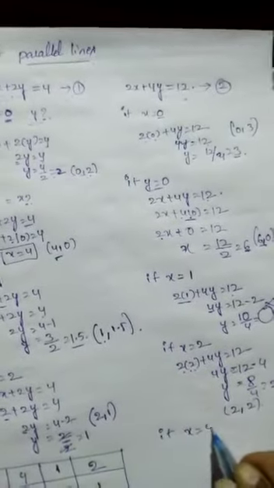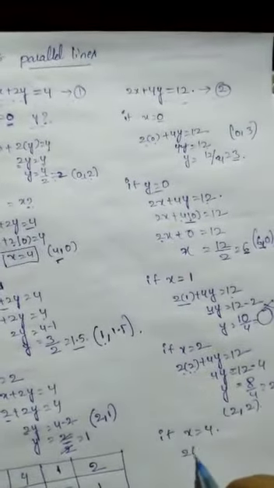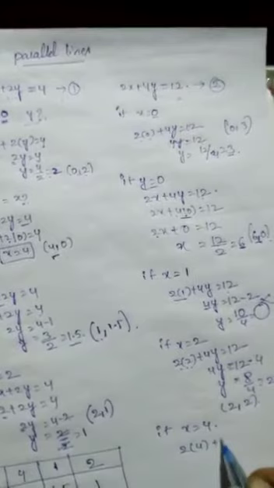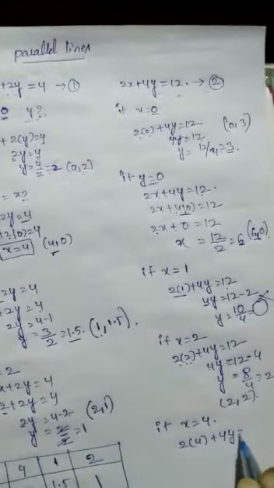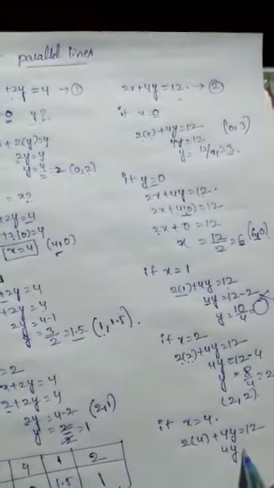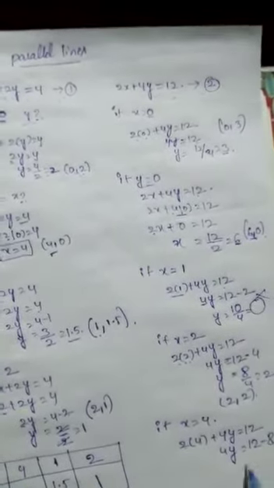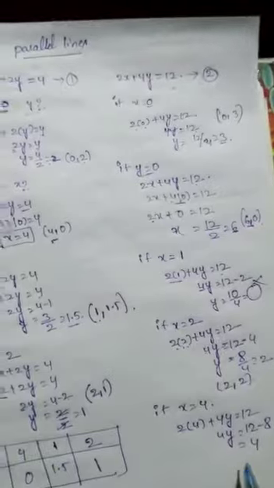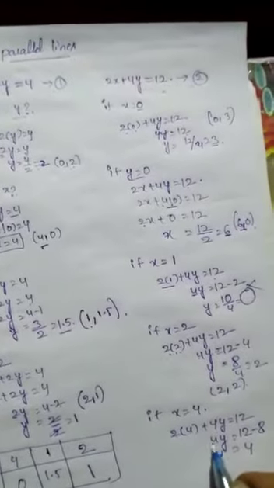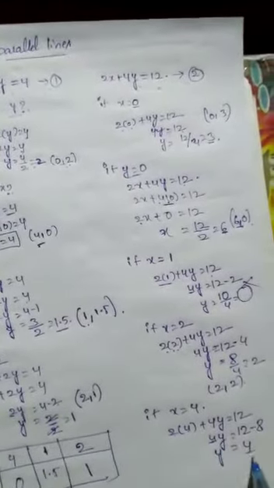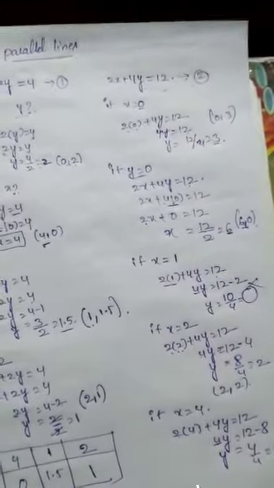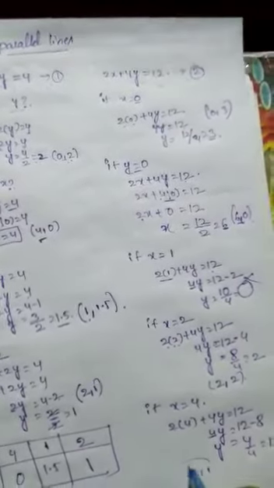If x equal to 4: 2 into 4 plus 4y equal to 12. 2 into 4 is 8, so 4y equal to 12 minus 8, which is equal to 4. y equal to 4 by 4, y equal to 1. So the point is (4, 1).